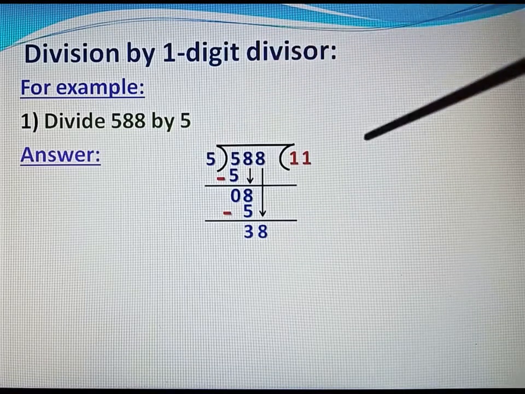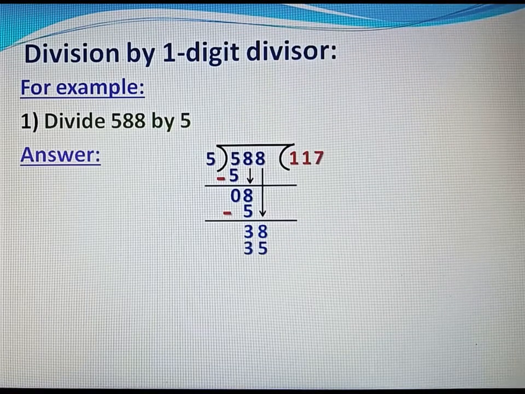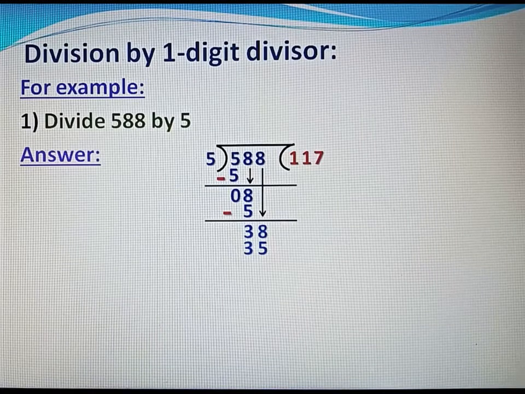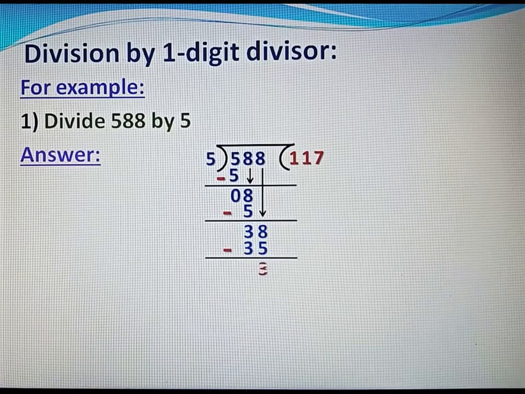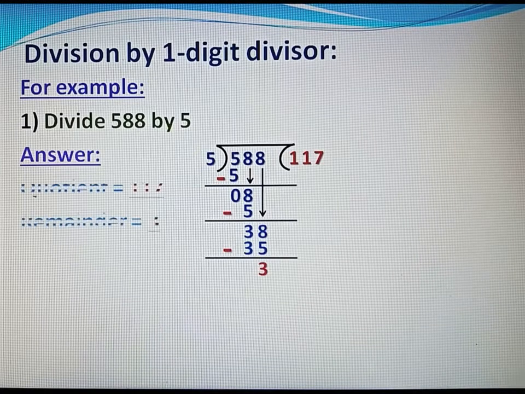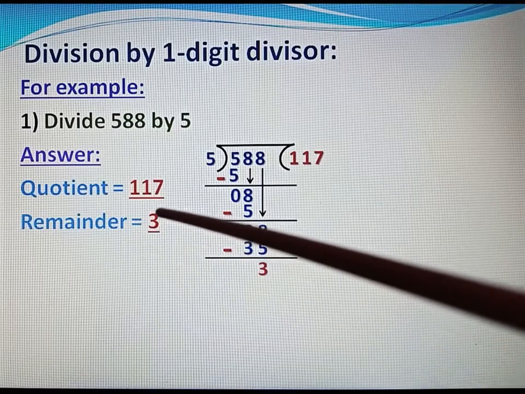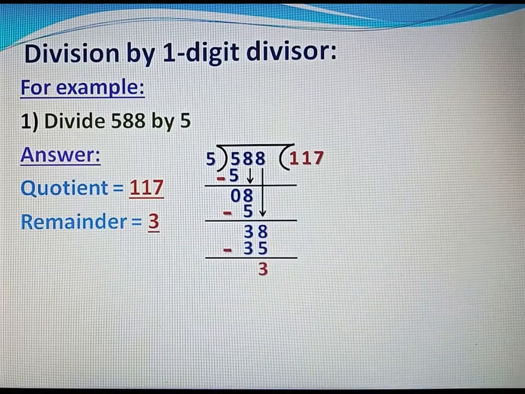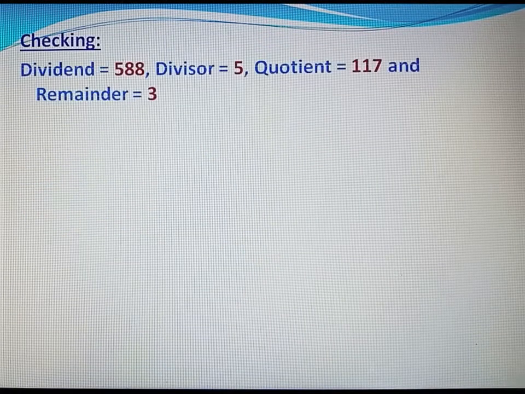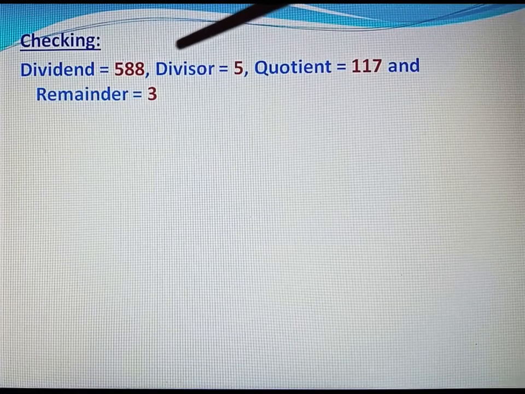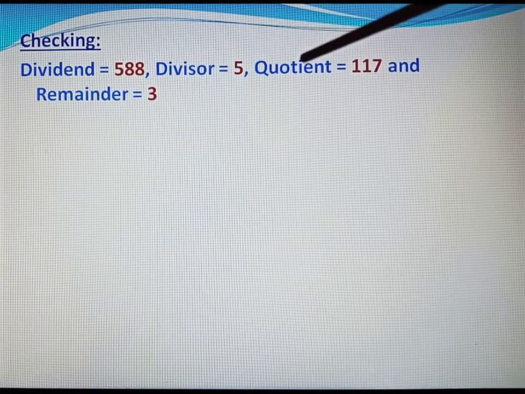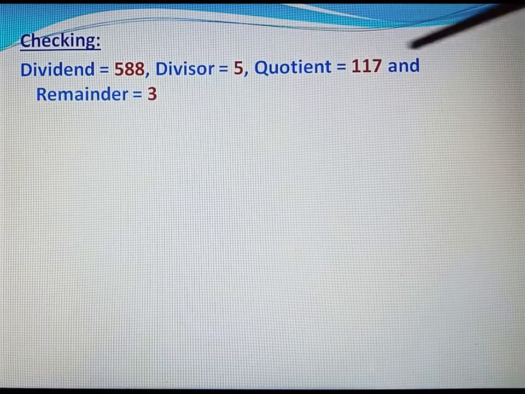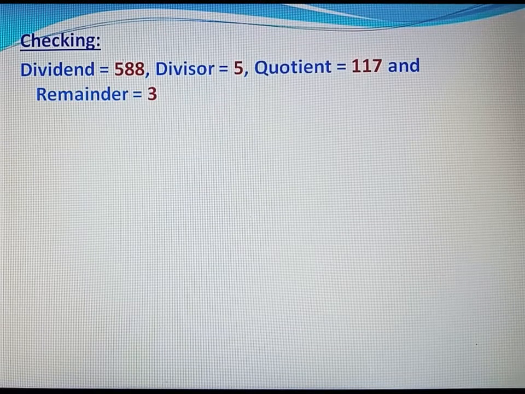So we will multiply 5 by 7. 5 7 ja 35. And then we will do subtraction. See, 8 minus 5, 3, and 3 minus 3, 0. Hence, quotient is 117 and remainder is 3. And then we will check our answer. Here, dividend equal 588, divisor equal 5, quotient equal 117 and remainder equal 3.